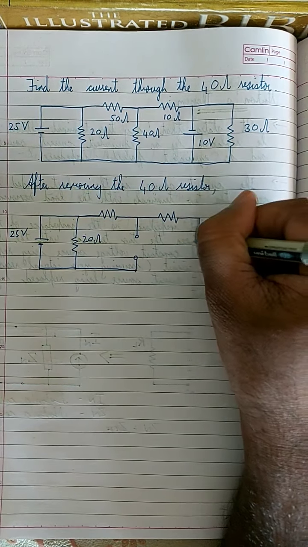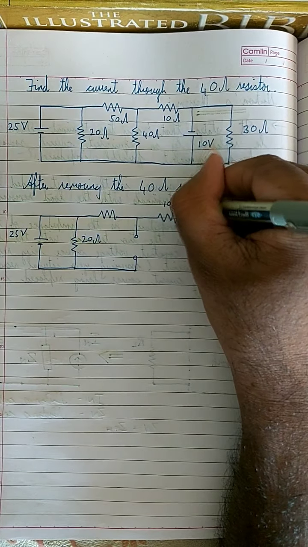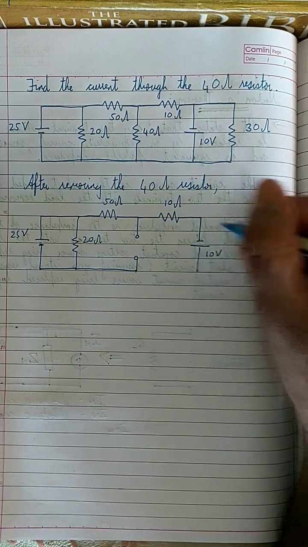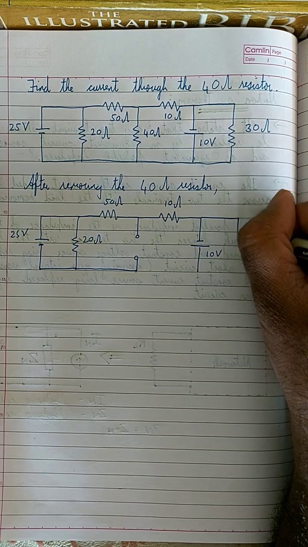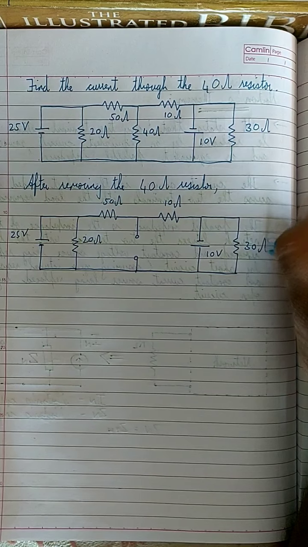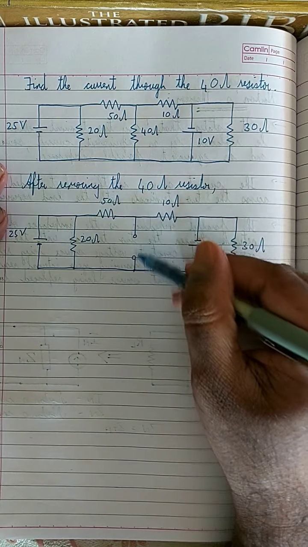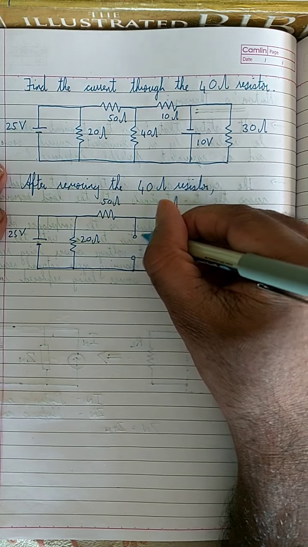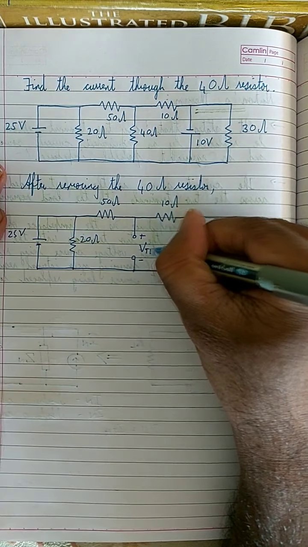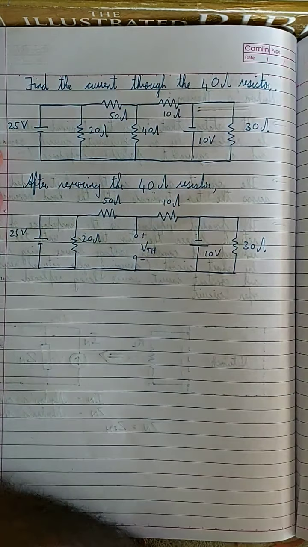And over here this is a 10 ohm, this is 50 ohm, this is 10 volt, and this is 30 ohm. Okay, so since I have removed this resistor from here, the voltage across this open end is VTH, Thevenin's voltage. So this is the open voltage we need to find.